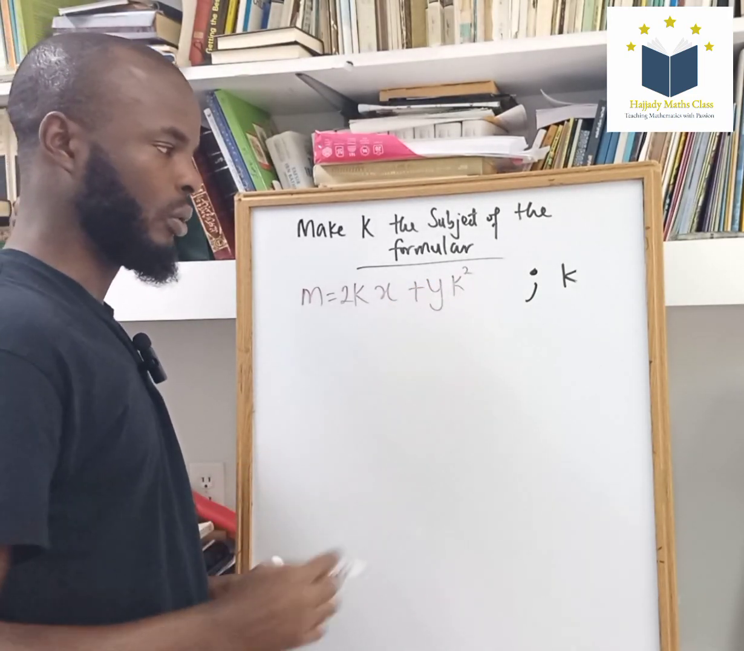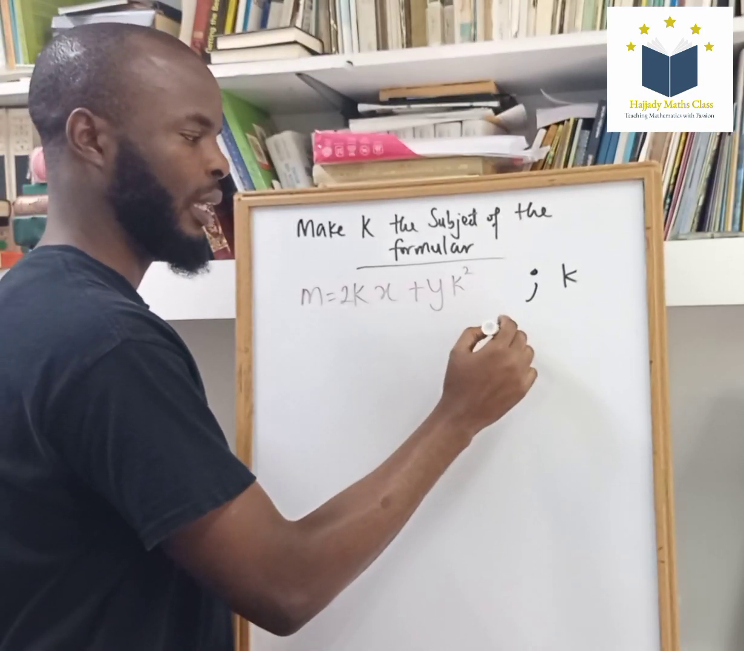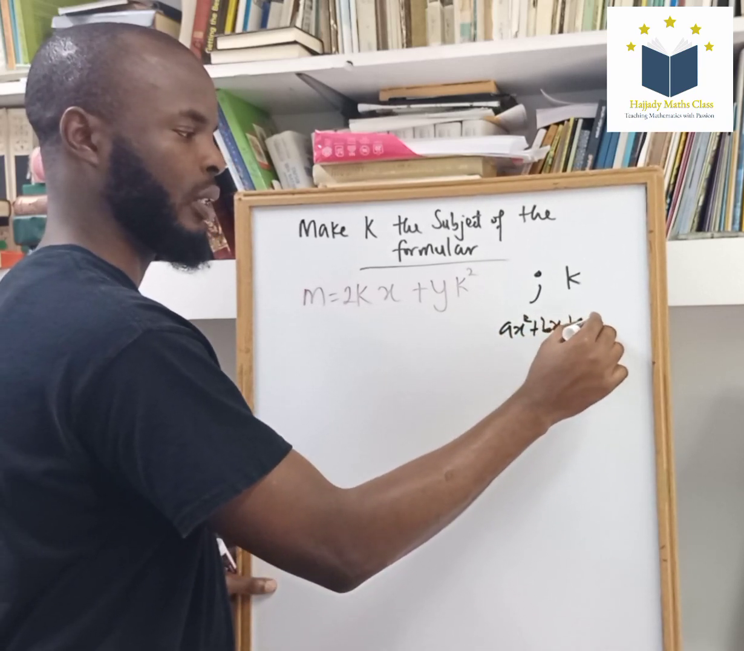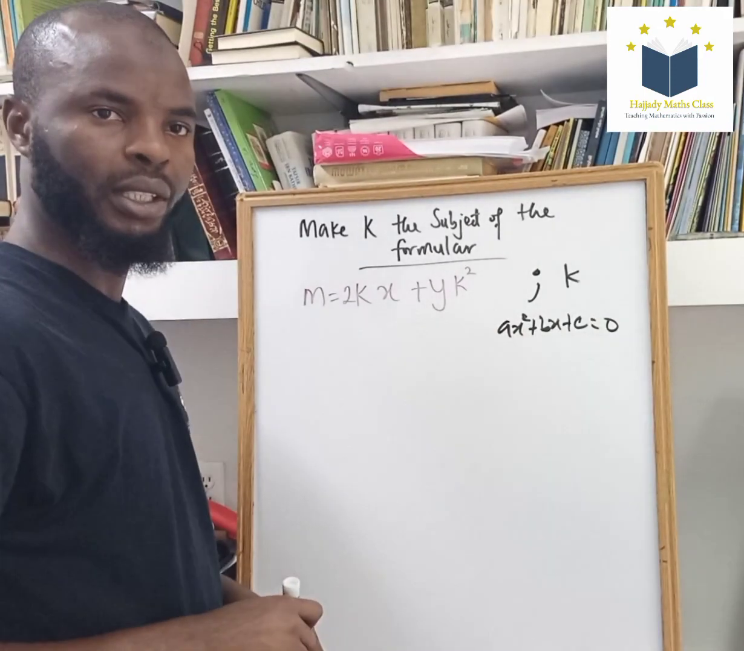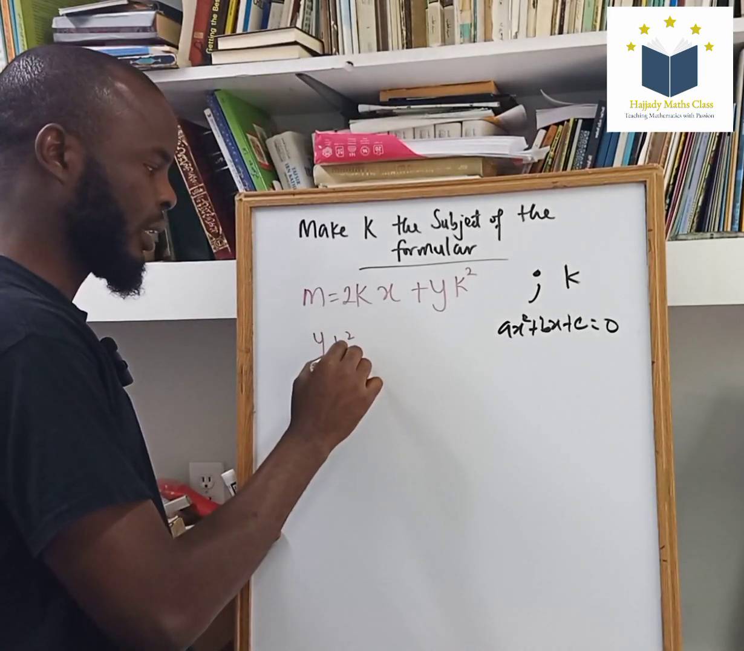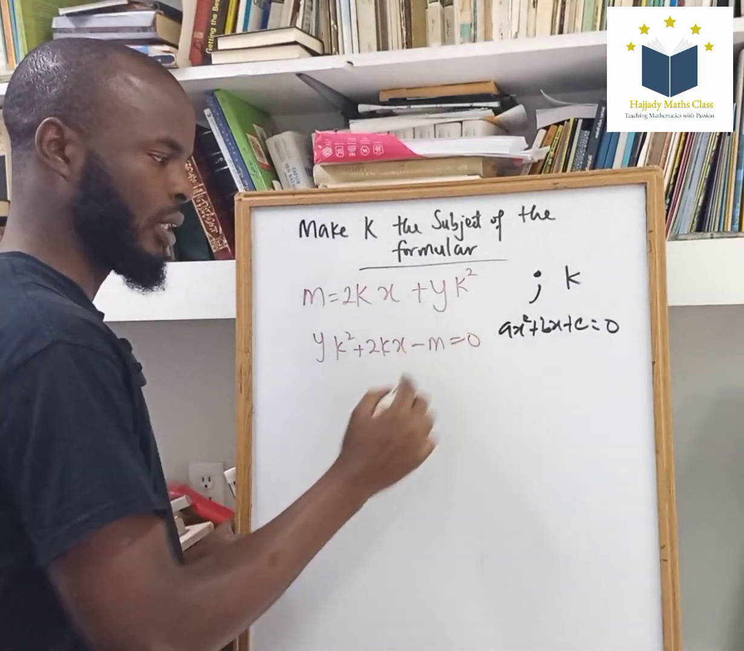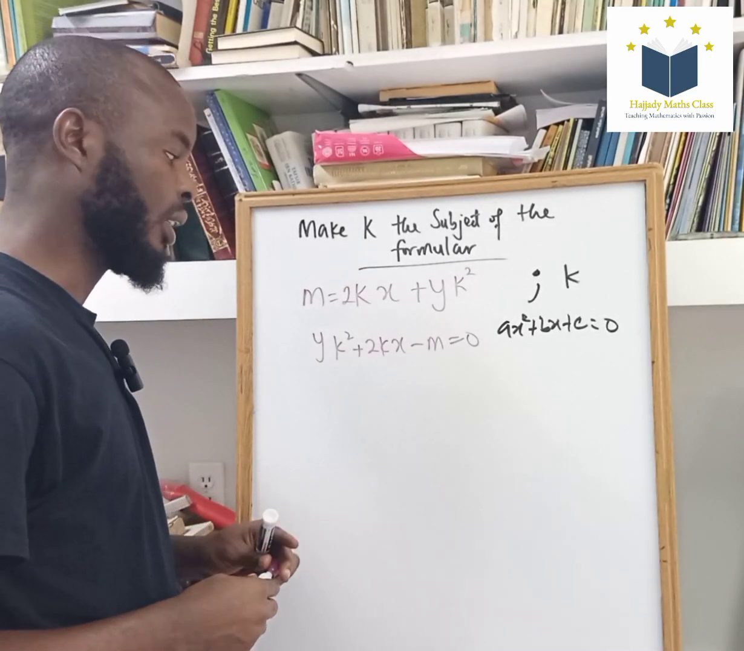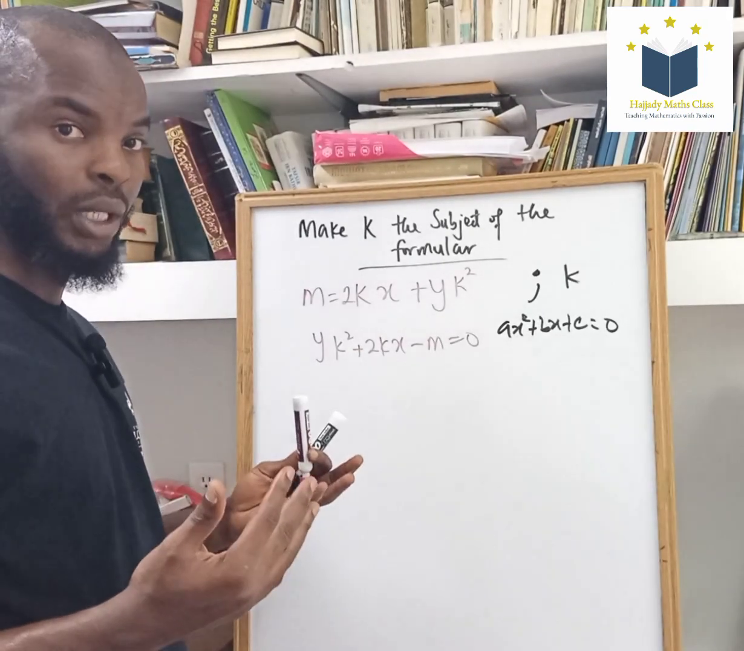The order of 2. Don't forget that a quadratic equation is of the form ax squared plus bx plus c equals 0. So we're going to make this look like the general form of a quadratic equation. By so doing, we're going to have yk squared plus 2kx minus m equals 0. This is the same thing as the general case of a what? A quadratic equation. So we're going to make use of the general quadratic formula approach.